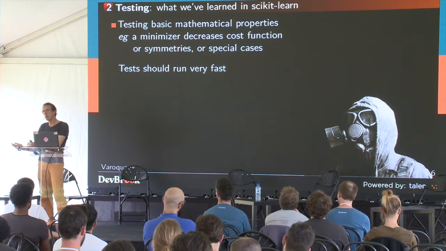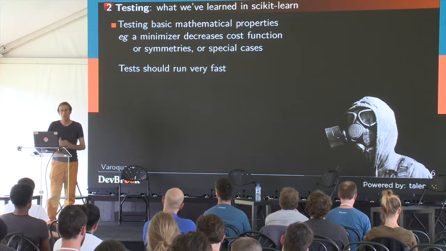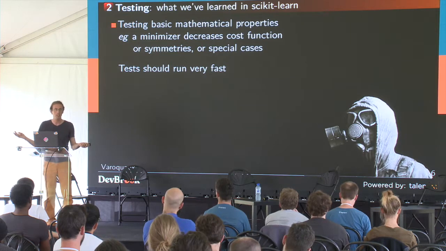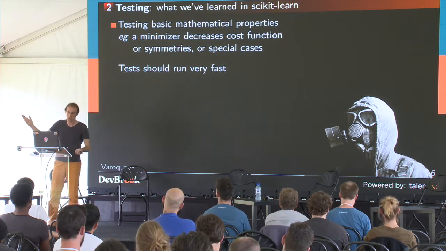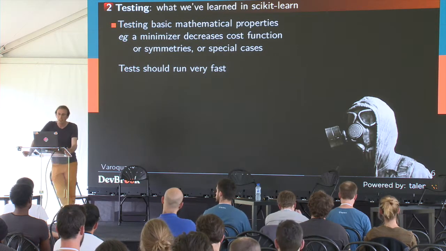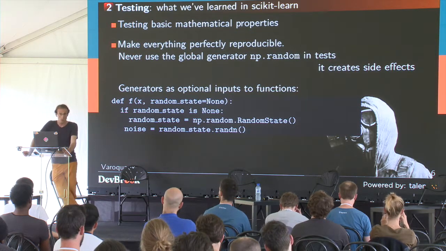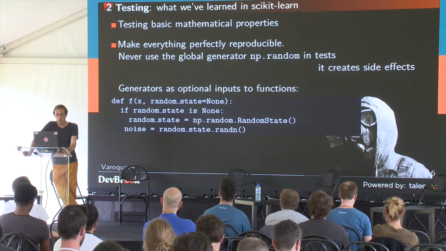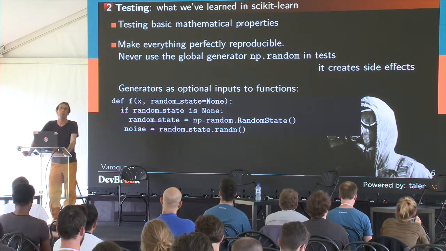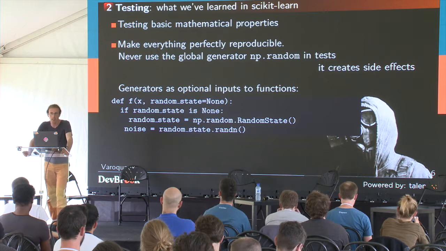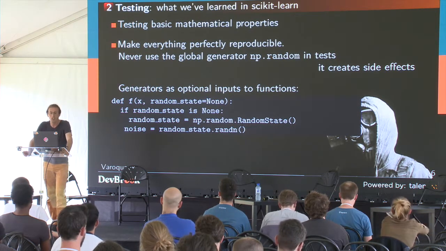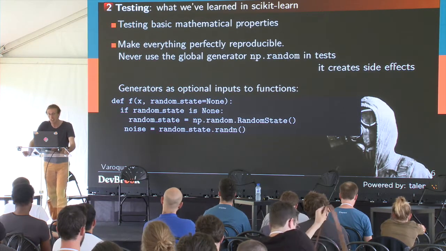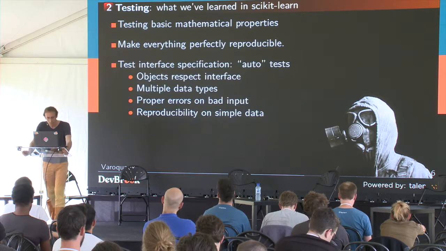And something that we've learned over time is that our tests should run fast. If our test suite takes 3 hours to run, it's never going to be run. We do have continuous integration, but still. And something that we've learned through this is that we should be able to make everything absolutely reproducible. There's a lot of random number generation in statistical code, which means that we need to control the random number generator perfectly in all our code. That's an interesting exercise that taught us a lot.